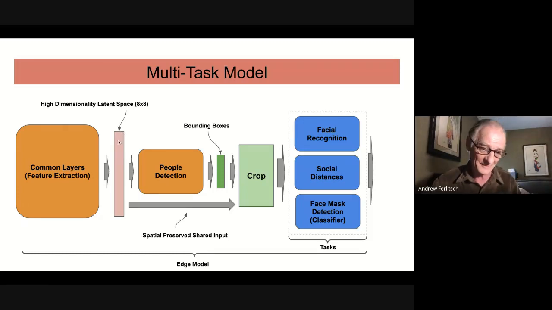But again, from that latent space, you're going to do your people detection. You're going to output the bounding boxes. And then you're going to copy this latent space, pass it to the crop, use the bounding box to cut out those cropped areas of the latent space, just like we did in the previous one, and then pass them into your final task, which is either pre-trained or canned, or you built from scratch.